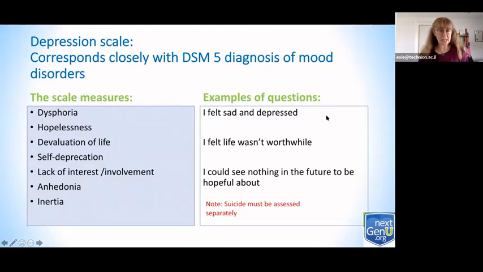And here are some examples of some of the questions. I feel sad and depressed. I felt life wasn't worthwhile, or I could see nothing in the future to be hopeful about. And there's an important note here that suicidality must be assessed separately in your patients. This doesn't cover suicidality.